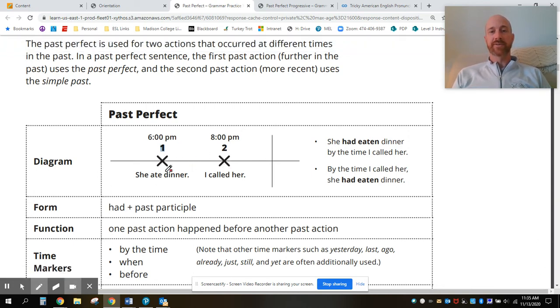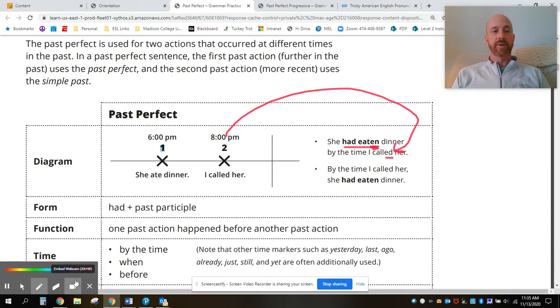And notice that the first event we put in the past perfect, which means had plus the past participle of the verb. Remember, -ed for regular verbs; irregular verbs you have to memorize. By the time I called her, the second event is I called her, and this event is in the simple past. Okay, and so we also have time markers that we can use when we're using the simple past. So for example, by the time, before, and when.